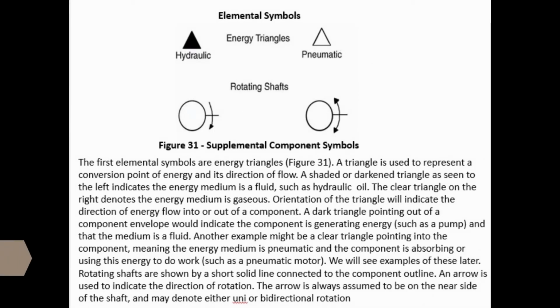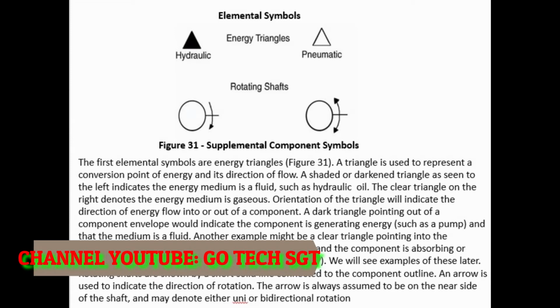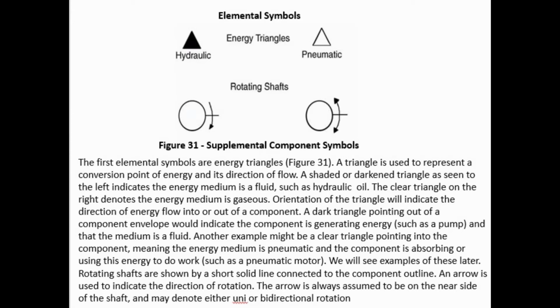Elemental symbols. The first elemental symbols are energy triangles, Figure 31. A triangle is used to represent a conversion point of energy and its direction of flow. A shaded or darkened triangle, as seen to the left, indicates the energy medium is a fluid, such as hydraulic oil. The clear triangle on the right denotes the energy medium is gaseous. Orientation of the triangle will indicate the direction of energy flow into or out of the component. A dark triangle pointing out of a component envelope would indicate the component is generating energy, such as a pump, and that the medium is a fluid. Another example might be a clear triangle pointing into the component, meaning the energy medium is pneumatic and the component is absorbing or using this energy to do work, such as a pneumatic motor. We will see examples of these later.